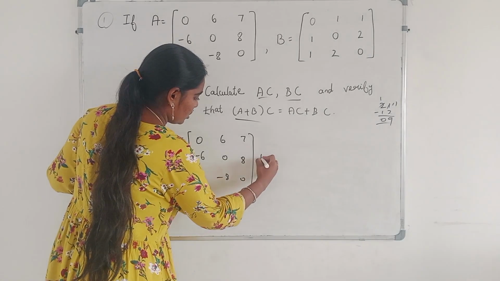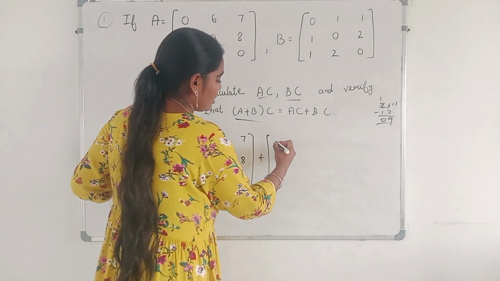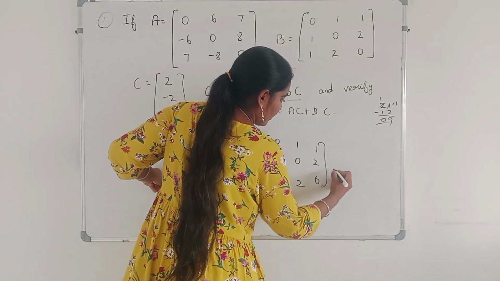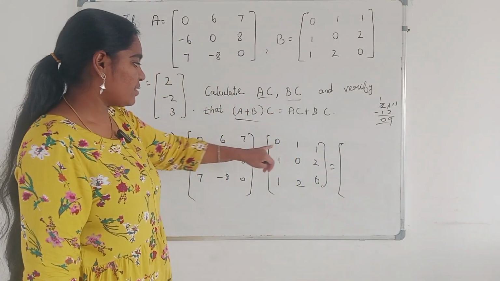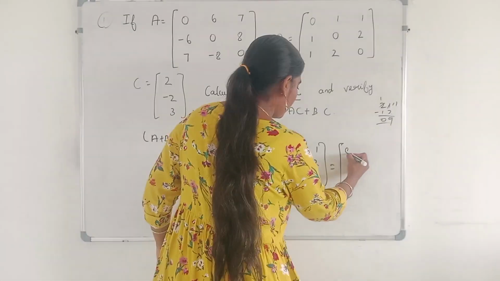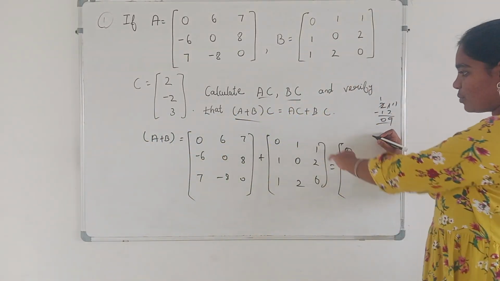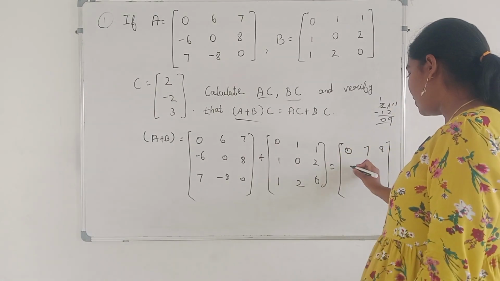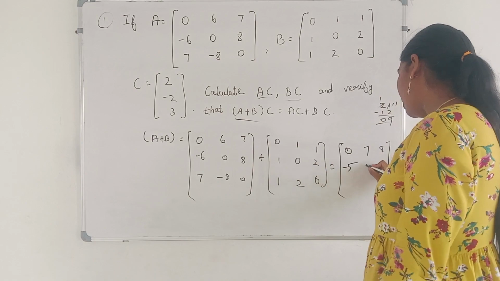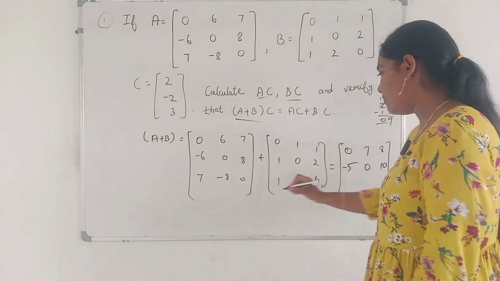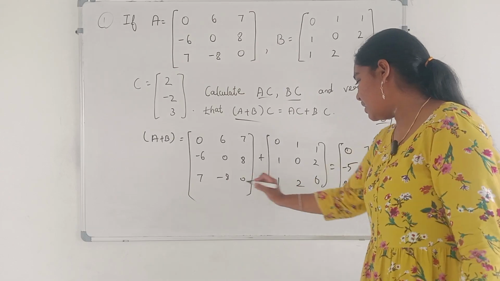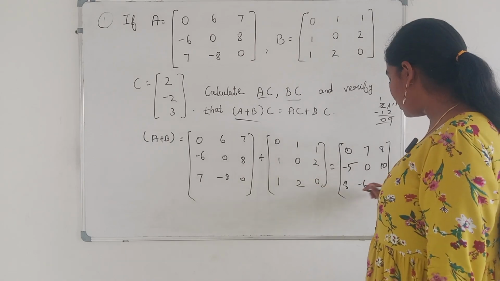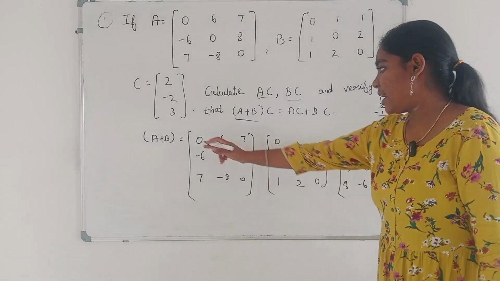7, minus 8, 0. Plus B value is 0, 1, 1, 1, 0, 2, 1, 2, 0. So first element with this first element, 0 plus 0, 0. 6 plus 1, 7. 7 plus 1, 8. Minus 6 plus 1, minus 5. 0 plus 0, 0. 8 plus 2, 10. 7 plus 1, 8. Minus 8 plus 2, minus 6. 0 plus 0, 0. This is our A plus B value.